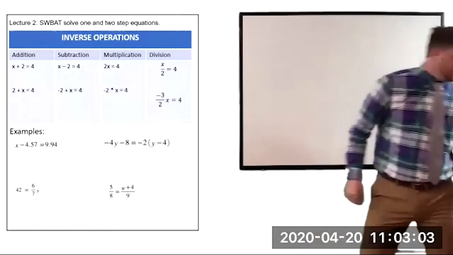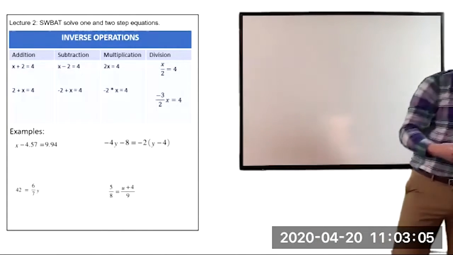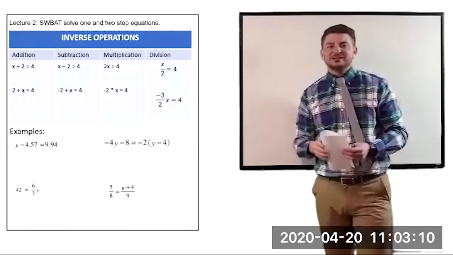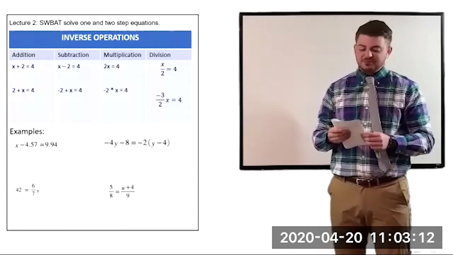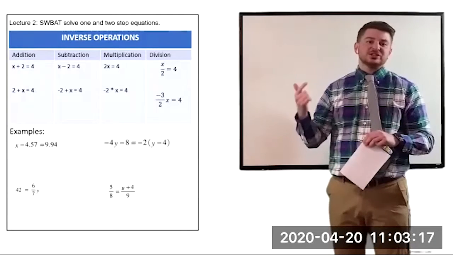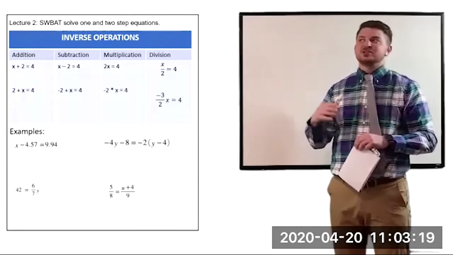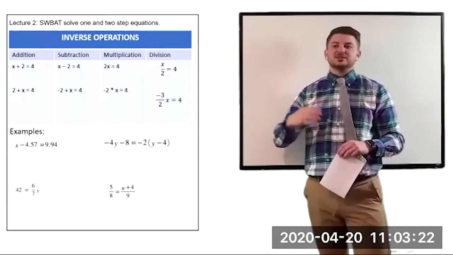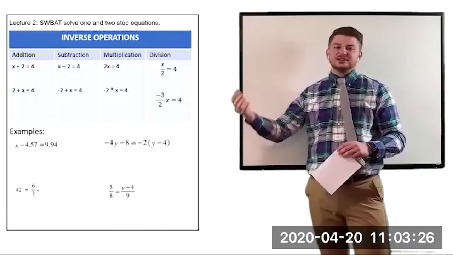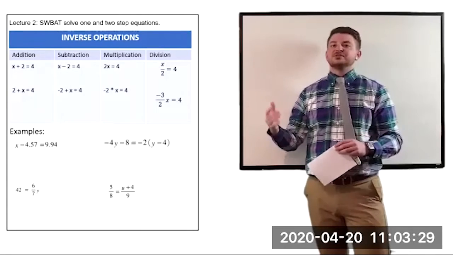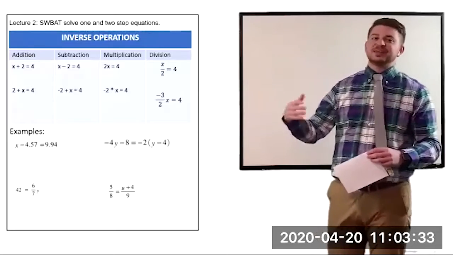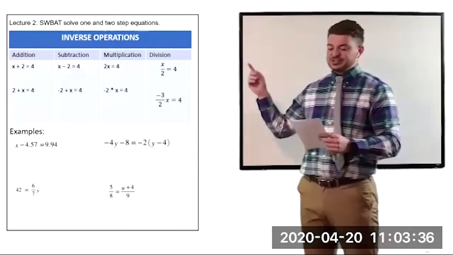So if we're thinking about inverse operations, whenever you're solving an equation, you have to work backwards to get the variable by itself. There are 4 main inverse operations that we're going to use: addition, subtraction, multiplication, and division. The inverse of addition is subtraction, makes sense. The inverse of subtraction is addition. The inverse of division is multiplication. The inverse of multiplication is division.